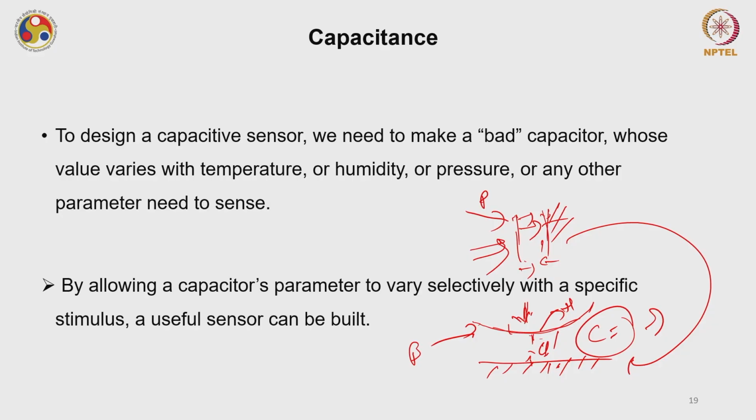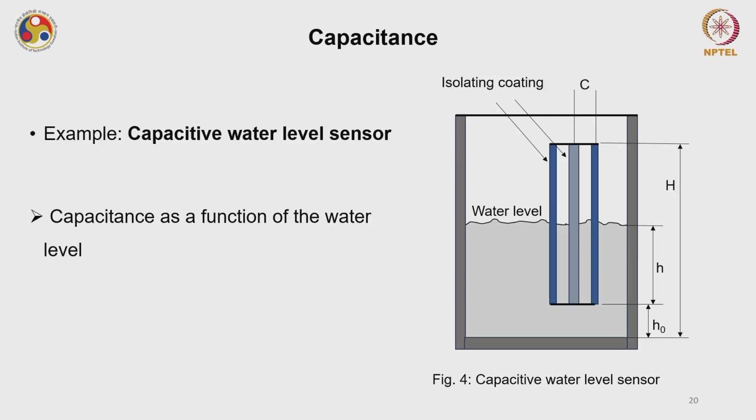However, for sensing application, we are looking for an entirely different class of capacitor, which changes by applying some external stimuli. It can be humidity if it is a humidity sensor, it can be pressure, temperature, or any other parameter. So by allowing a capacitor's parameter to vary selectively with a specific stimulus, a useful sensor can be designed. Let us consider one example of capacitive water level sensors.